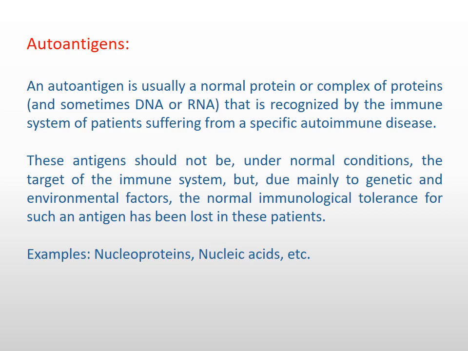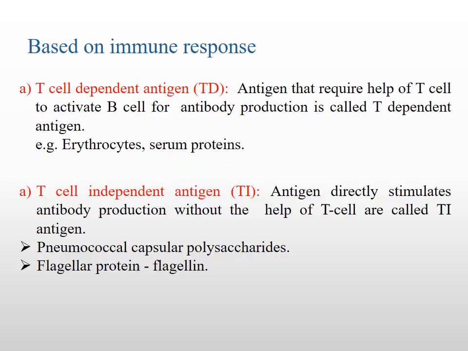These antigens under normal conditions should not be the target of the immune system, but mainly due to some genetic and environmental factors, their normal immunological tolerance has been altered or lost in these patients, producing autoimmune diseases. Examples include nucleoproteins, nucleic acids, etc.